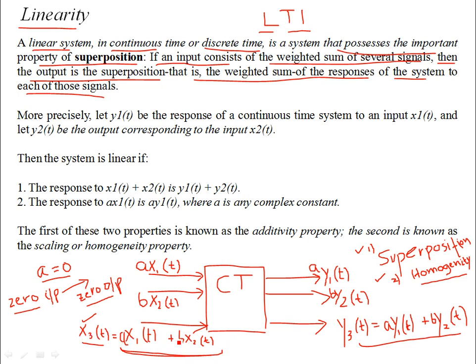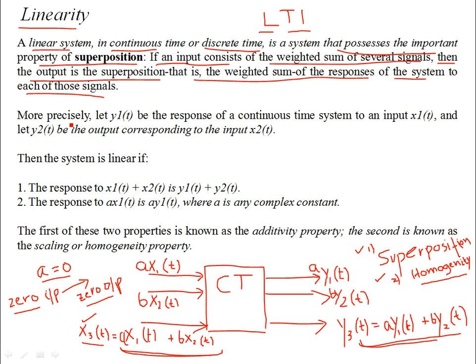X3 could be a x1 plus b x2 plus c x3 and so on and so forth. So you have a weighted sum of several signals. And then the output is again the superposition of the weighted sum of the responses. Responses are y1, y2, and then they are weighted by the same scalars, a, b, c, and so on and so forth. So they are the weighted sum of the responses of the system to each of those signals. So that is your superposition, okay?